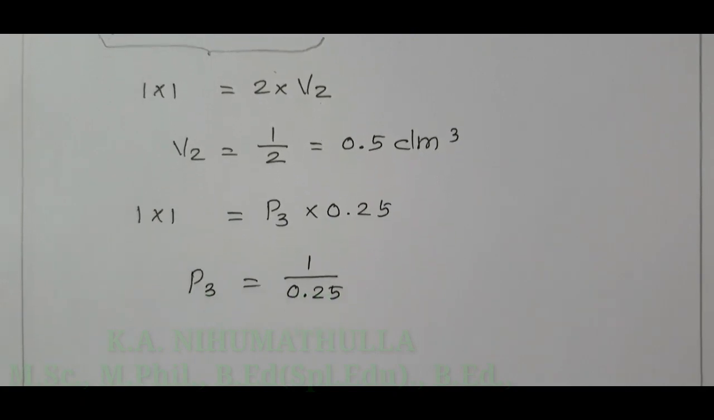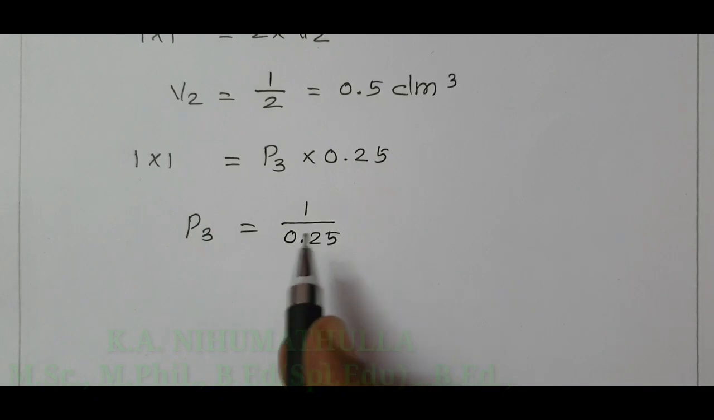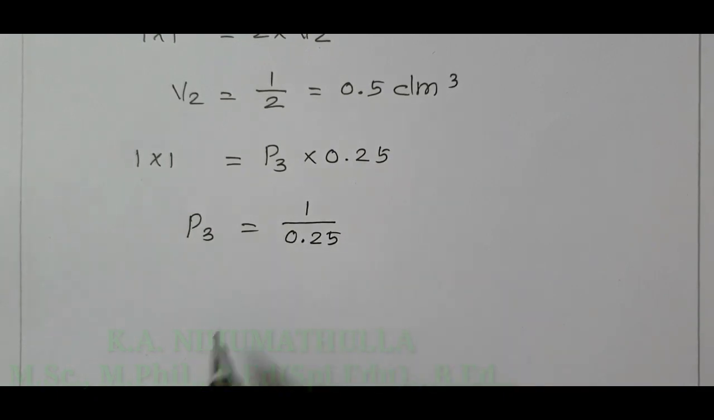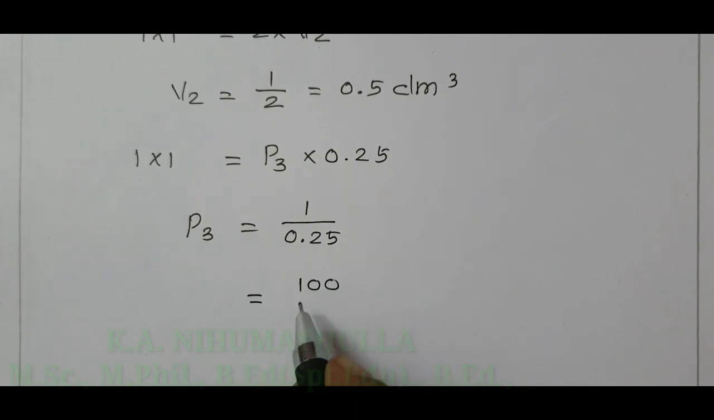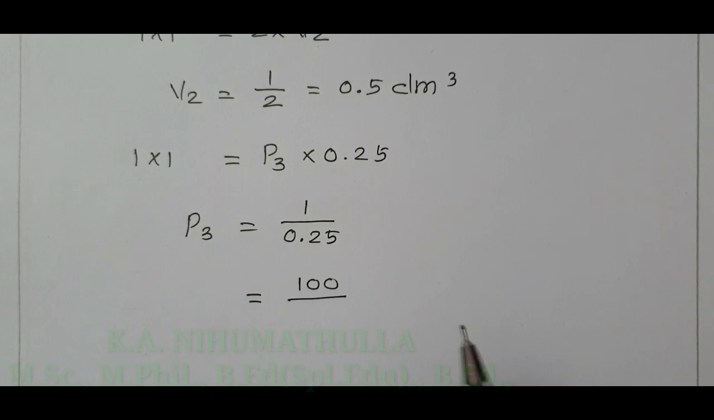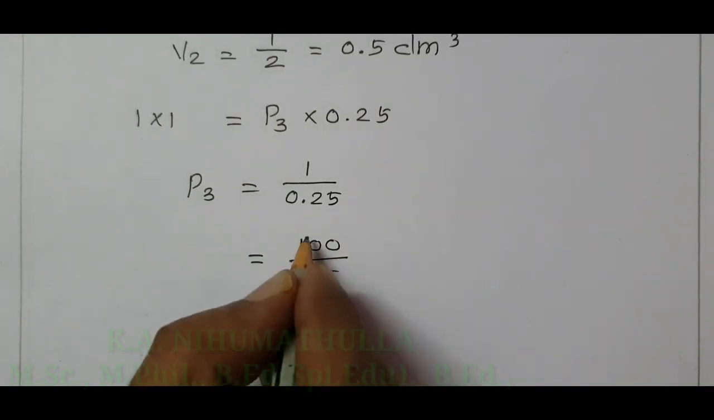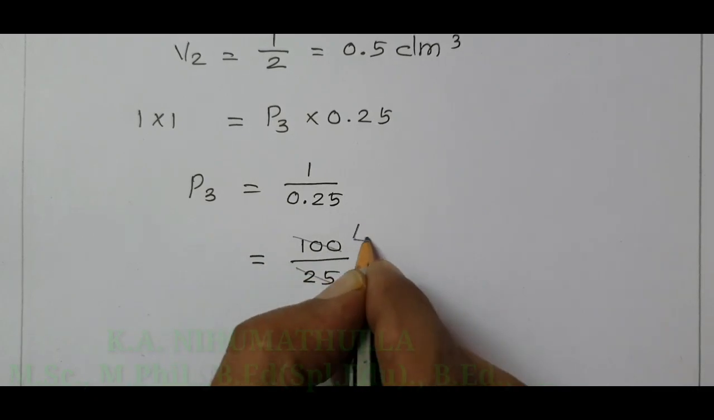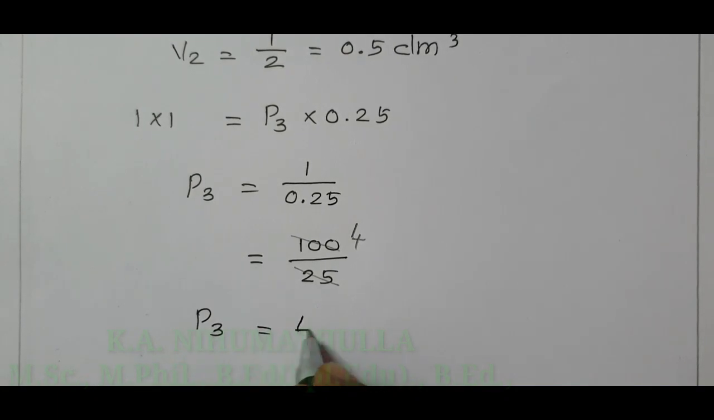If you find it difficult to solve this one, convert the fractional number into a whole number. Multiply the numerator by 100, denominator by 100. If you multiply 0.25 into 100, it becomes 25. Now you can easily cancel. 1 25 is 25. How many 25s are 100? 4 25s are 100. Therefore, P3 is equal to 4.